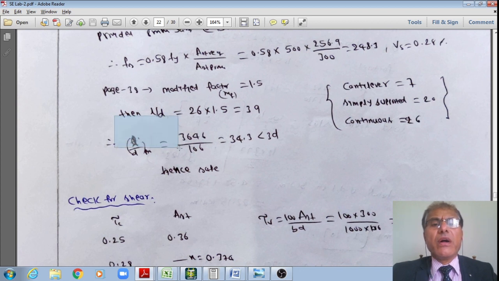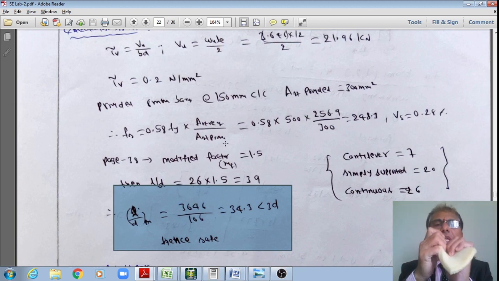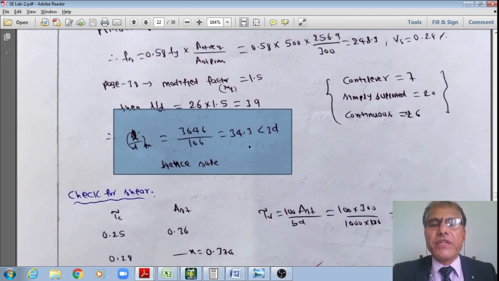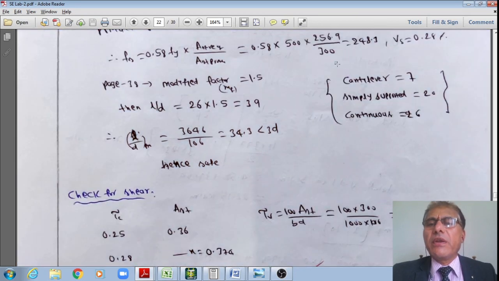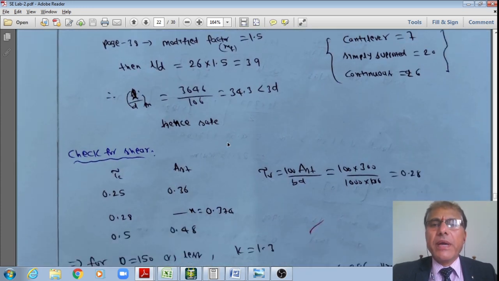Therefore, L by d permissible is equal to 39, and L by d actual is equal to 3646 divided by 106. It is 34.3 is the actual value, whereas what is permitted is 39. Therefore, 34.3 is less than 39. Hence, the provided depth as well as the provided steel is okay from the deflection point of view. Whereas for cantilever beams, the basic value is equal to 7, and for simply supported beams or slabs, the basic L by d value is equal to 20.